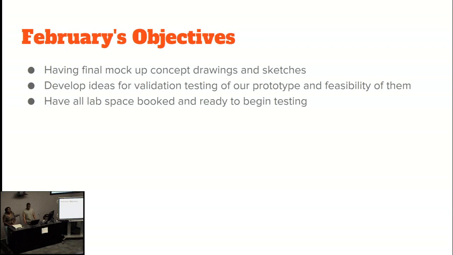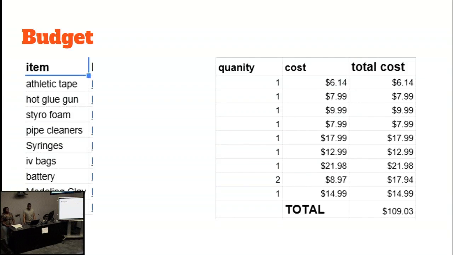Our February objectives are having a final mock-up concept and drawings and sketches, and that's also CAD and SolidWorks. Then develop ideas for validation testing of our prototype and the feasibility of them. And lastly, having a lab space booked so we can actually have tests to support all of our hypotheses and claims. And here's our budget as of right now. How much we spent was $100. Right now, all the supplies you see above are going to be used for our mock-up that we're trying to build later on this following month.